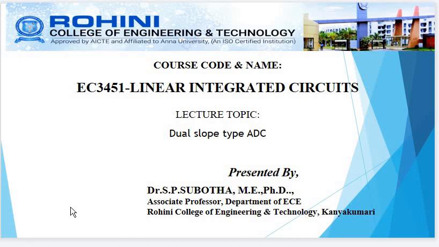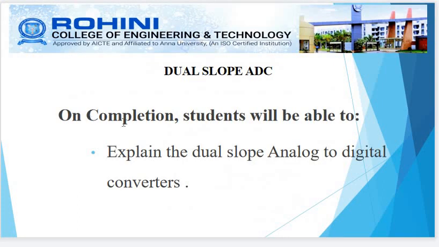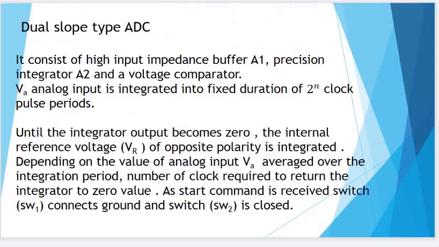Dear students, now we are going to see the subject of linear integrated circuit. The subject code is EC3451. Under that, the topic is dual slope ADC. On completion of this dual slope ADC, students will be able to explain the dual slope analog to digital converters.